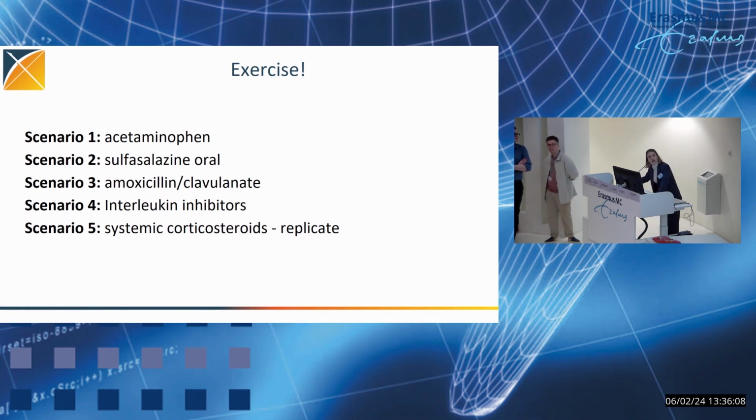And then finally, scenario number 5, which probably was the most complex, so we're just going to replicate what we did for systemic corticosteroids. And there we included ATC codes for systemic corticosteroids, and removed ingredients because we don't want them, because ingredients do not carry route of administration.